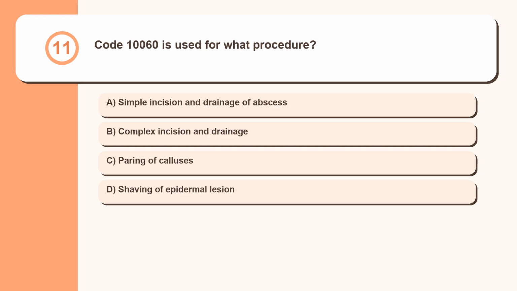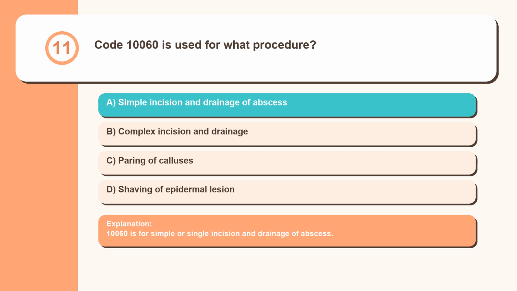Question 11. Code 10060 is used for what procedure? Simple incision and drainage of abscess, complex incision and drainage, paring of calluses, shaving of epidermal lesion. 10060 is for simple or single incision and drainage of abscess.